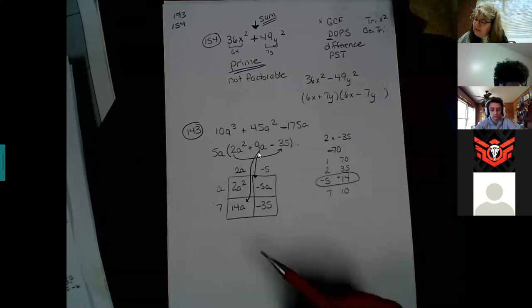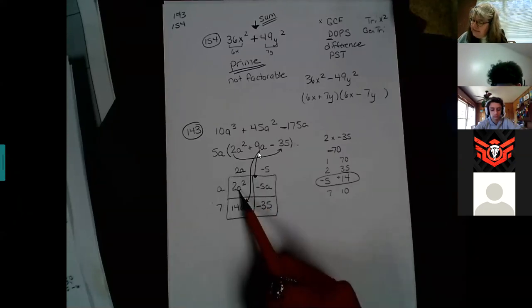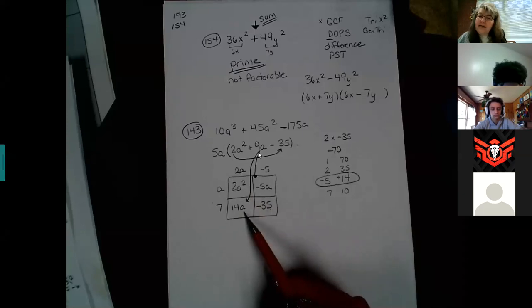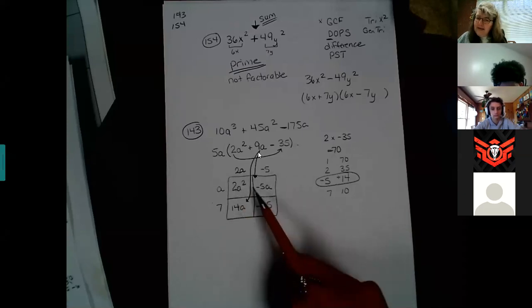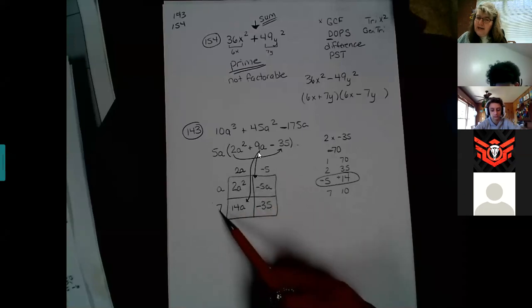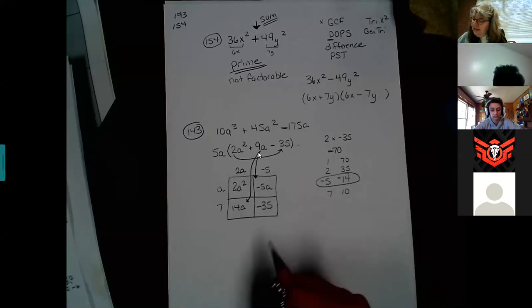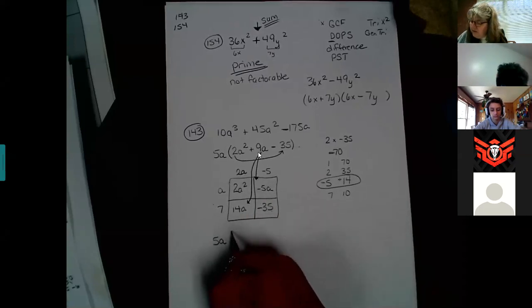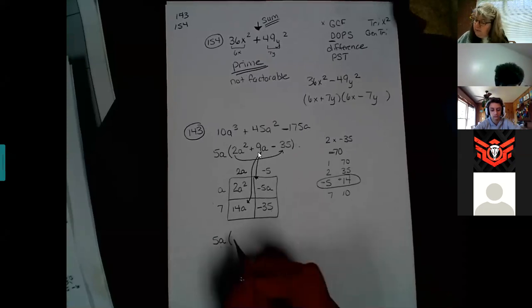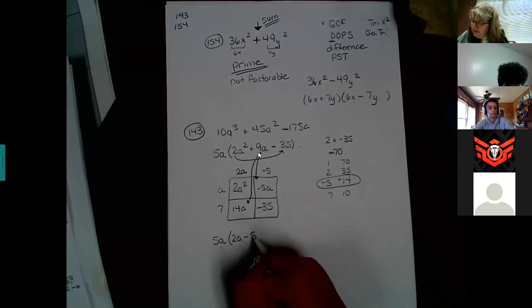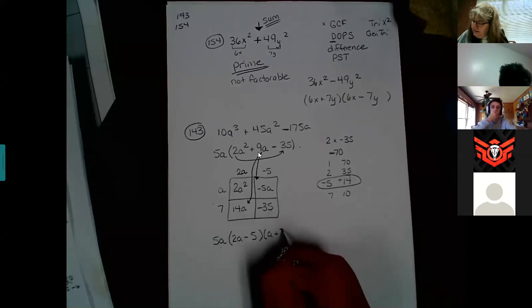Okay. Now I'm just going to double check my work. 2a times a is 2a squared, check. 2a times 7 is 14a, check. Negative 5 times a is negative 5a, check. Negative 5 times 7 is negative 35, check. So when I write my final answer, there's the 5a I already pulled out. 5a times 2a minus 5 times a plus 7.